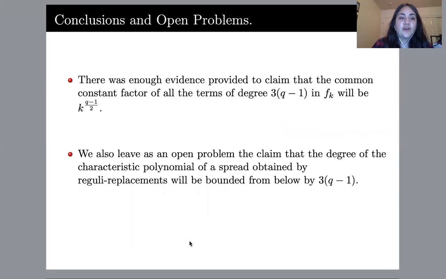Okay, so I'm going to go ahead and go over my conclusions. There was actually enough evidence provided to claim that the common constant factor of all terms of degree 3 times Q minus 1 in K will be K to the Q minus 1 over 2. But for now, we're going to leave that as an open problem. And also, we're going to leave as an open problem the claim that the degree of the characteristic polynomial of a spread obtained by regular replacements will be bounded from below by 3 times Q minus 1.